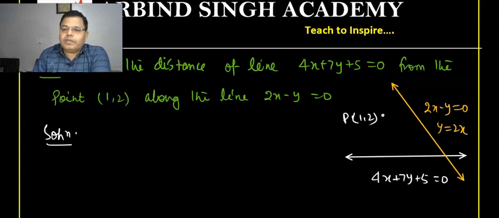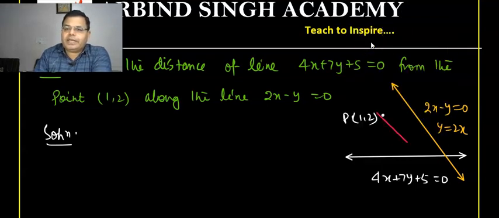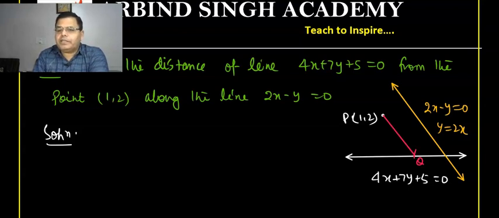Right, so we have to calculate the distance of P from this line in the direction of P only. That you have to calculate this value P Q, say this is parallel to this. Say this is a point Q. So we have to calculate PQ, not a perpendicular distance, but this distance in this direction. So a line along this, along means parallel.